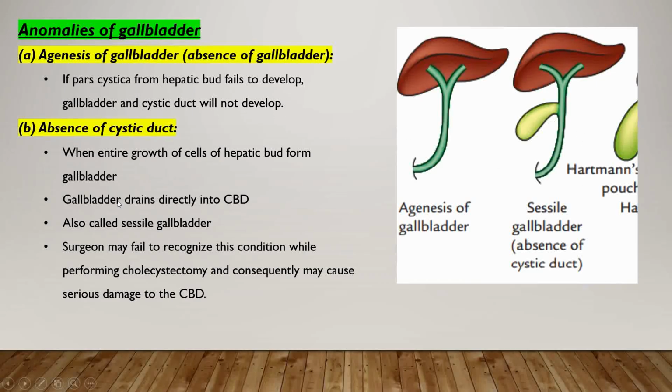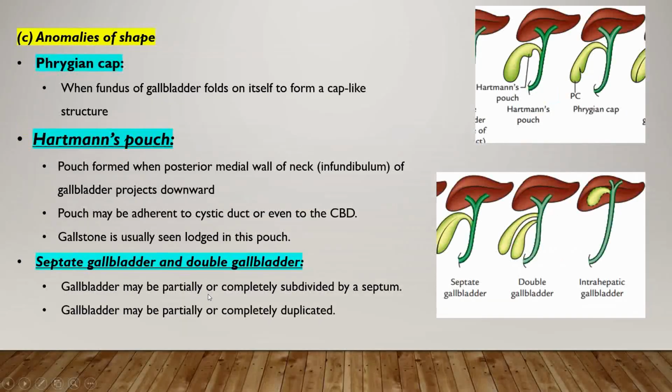Then absence of the cystic duct. So here, the entire growth of cells of the hepatic bud is going to form the gallbladder. See here, there is no cystic duct. So there is a sessile gallbladder and it drains directly into the common bile duct. Sometimes the surgeon may fail to recognize this condition while performing cholecystectomy, and may cause serious damage to the common bile duct.